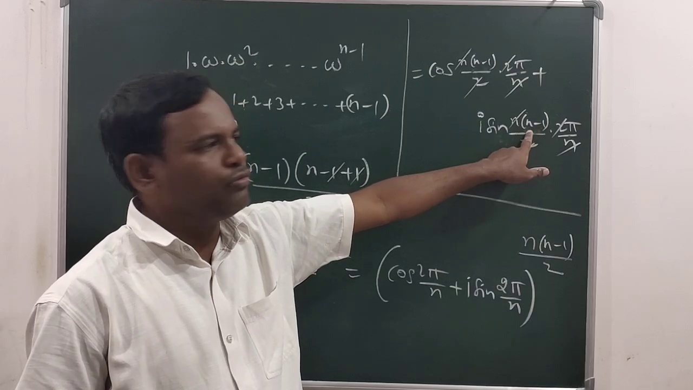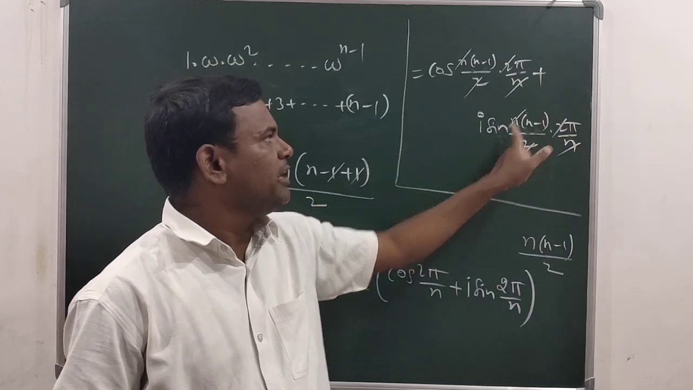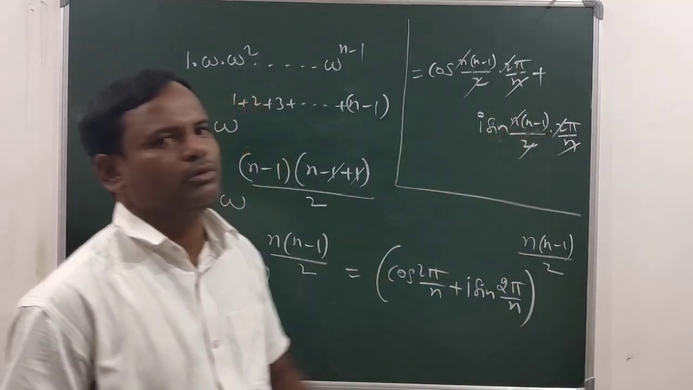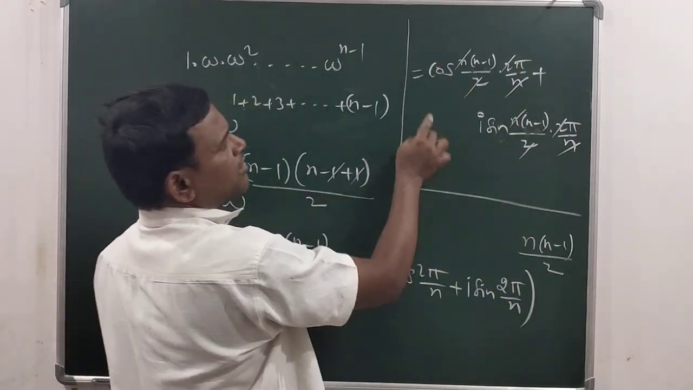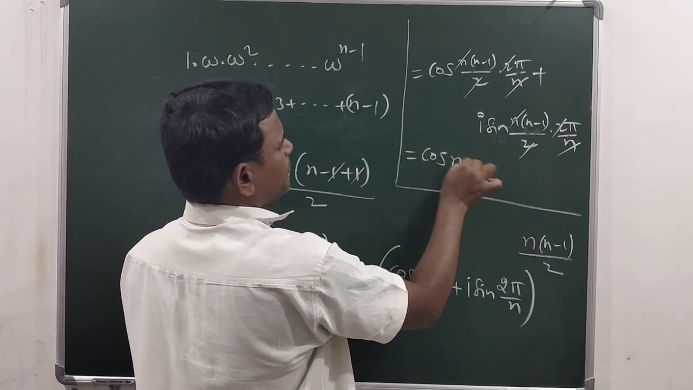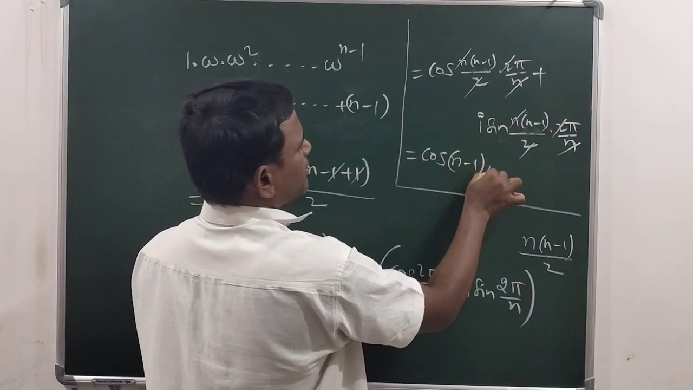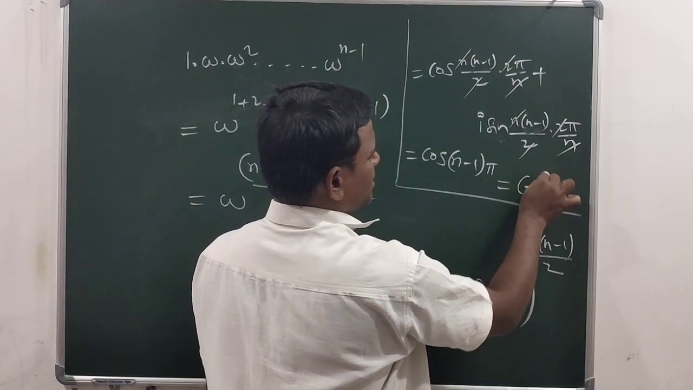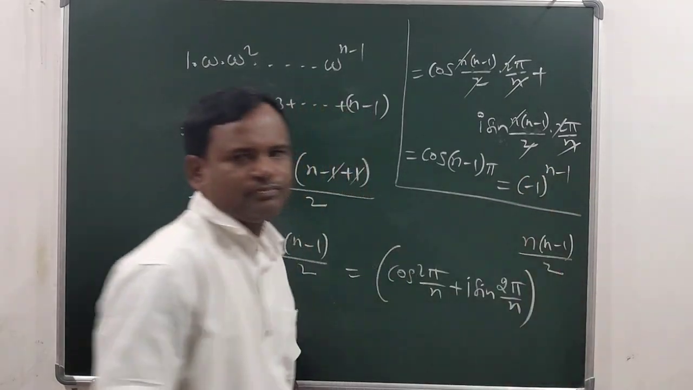Suppose I take n equal to 4, then 4 minus 1 is 3, so sin 3 pi becomes 0. This part will always be 0. Now what is left? Cos of (n minus 1) into pi. So this result would be minus 1 whole power n minus 1.